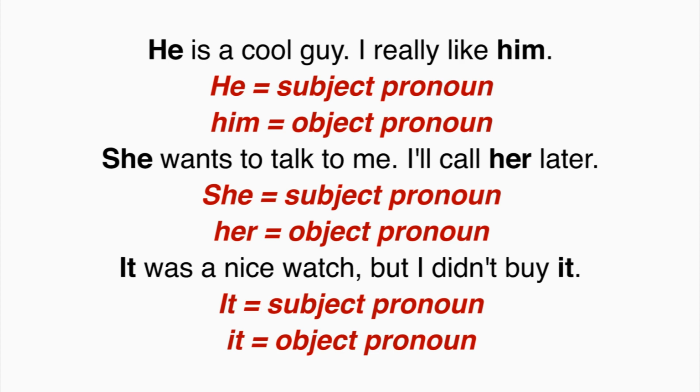She wants to talk to me. I'll call her later. She is a subject pronoun, and her is an object pronoun. It was a nice watch, but I didn't buy it. The it before the verb is a subject pronoun, and the it after the verb is an object pronoun.